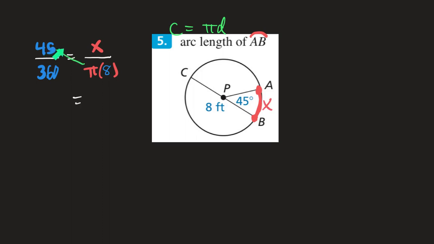First going this way, 45 times pi times 8. We'll write that right here. Then on the other side, we'll do x times 360. Well, 45 times 8 is 360 pi. So we have 360 pi equals 360x. Dividing both sides by 360, we get x equals pi.